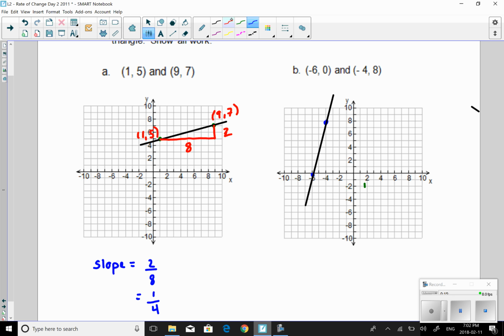So my rate of change, also my slope, is rise over run. Remember, rise is vertical, run is horizontal. 8 divided by 2, which is 4. And there you have an introduction to slope and rate of change.